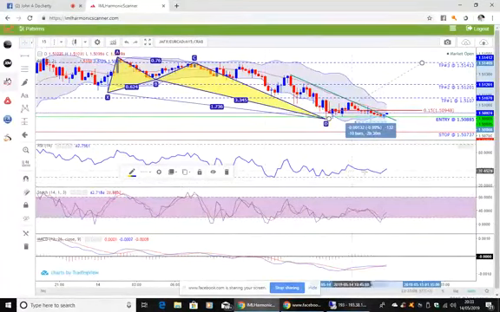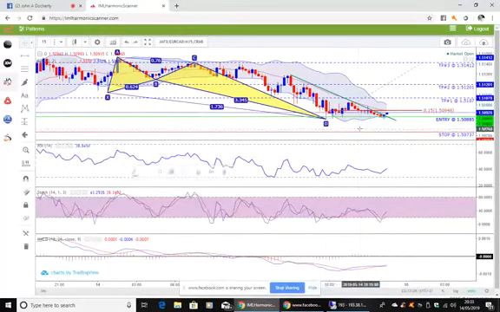The RSI, I don't really pay much attention to this, if I'm honest, using this sort of technique. Again, it's a similar sort of preference as the stochastic. Just obviously you've got your 30 line and the 70 line, but we can see this is still on an upward motion. Let's get rid of that.